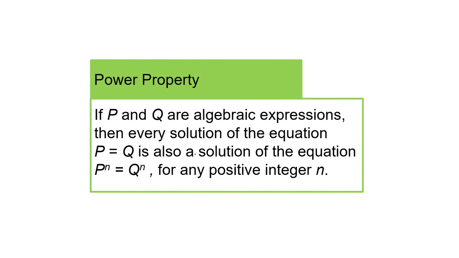The power property. If P and Q are algebraic expressions, then every solution of the equation P equals Q is also a solution of the equation P to the n equals Q to the n for any positive integer n. What the power property states is if we have P equals Q, then I can raise both sides to a positive integer and we would still get the same solution.